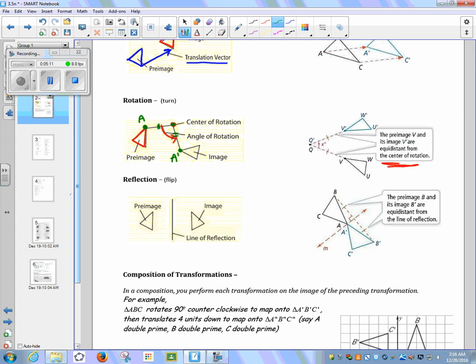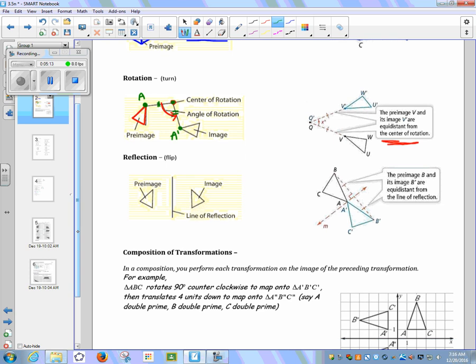I always think of a watch, like a Mickey Mouse watch. Do you ever see those with the Mickey Mouse hands? His hand, as it rotates around the clock, it doesn't get any closer to the center. It just keeps the same distance away. So that rotates around.